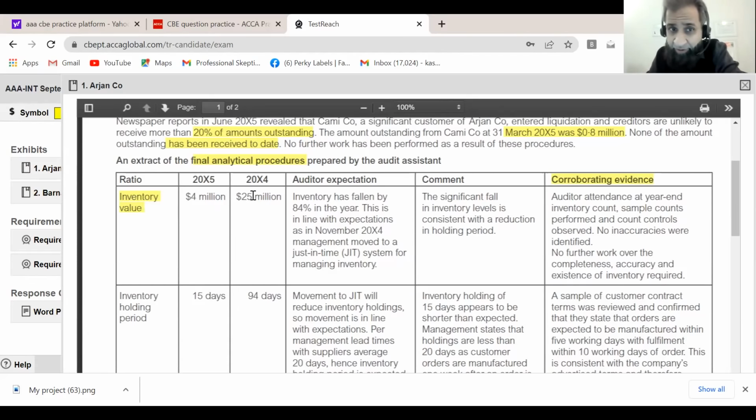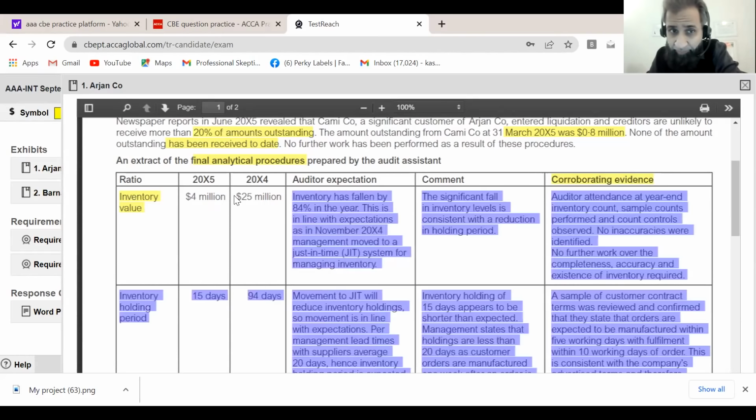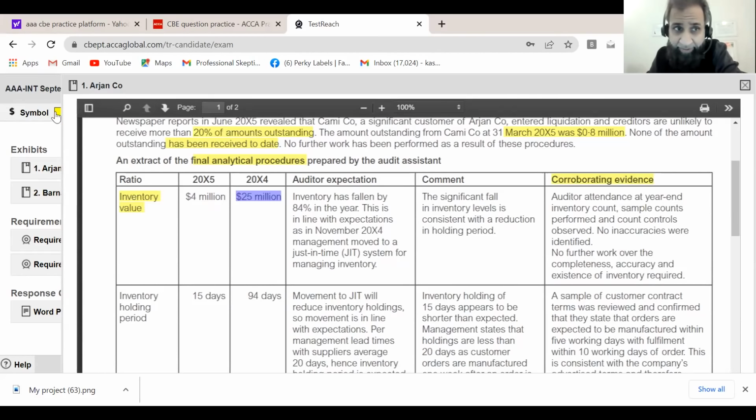Last year, the inventory value was $25 million, right? This year, the inventory value is $4 million. So there is a sharp decline in the inventory value when you were performing the analytical procedure. Inventory has fallen by 84% in the year. So is this the analytical procedure? Yes. So the auditor is telling us that the inventory value has fallen by 84% in the year.